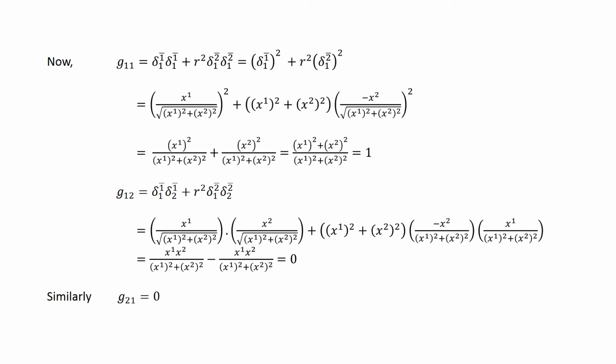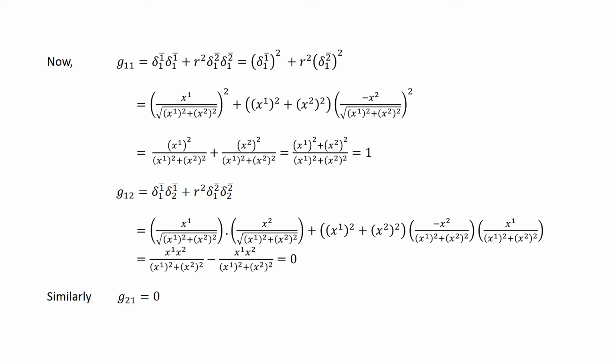Taking the LCM of both equations, as the LCM of both equations is the same, this is equal to x1 square plus x2 square over x1 square plus x2 square. So the denominators are equal, they will be cancelled, and then we get the answer 1. So our first term g11 becomes 1.